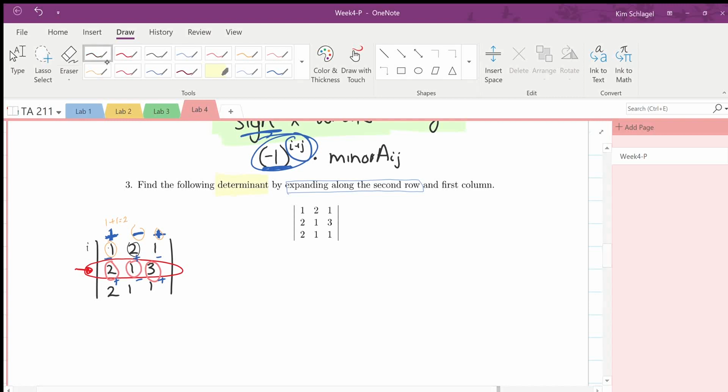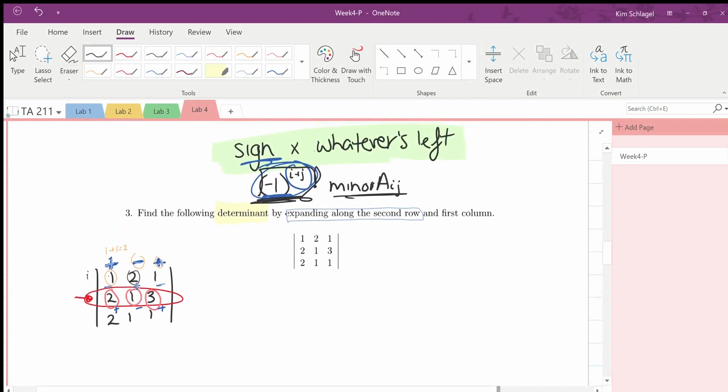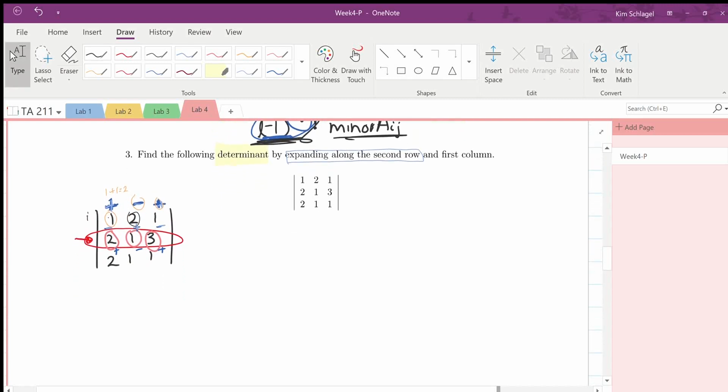Okay, so that's what I do at the beginning. So I do plus, minus, plus, and then minus, plus, minus, etc. Okay, so we have our whole sign thing here sorted out. Now the minor a_ij part, aka whatever's left.